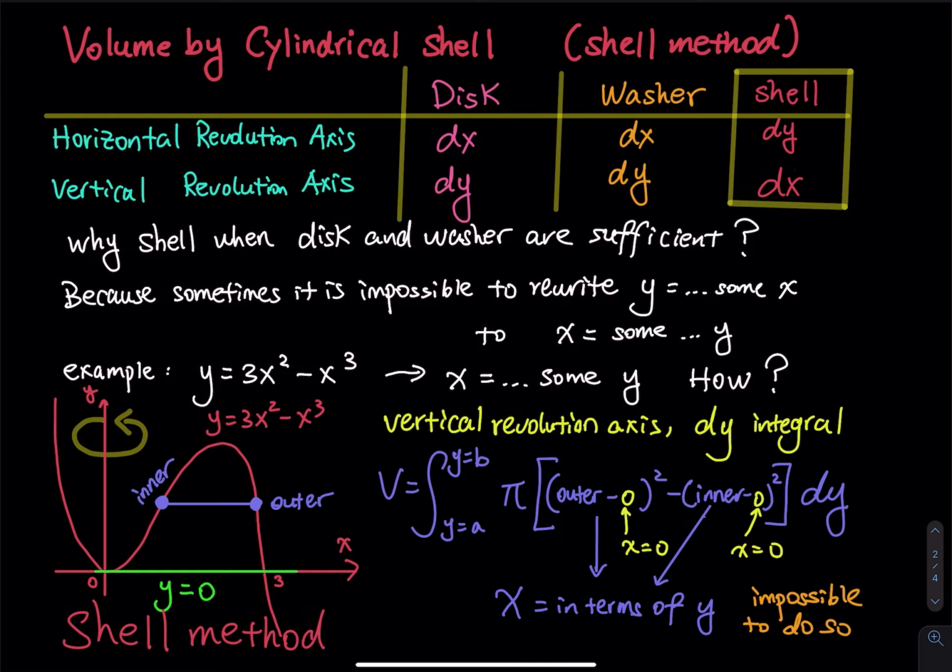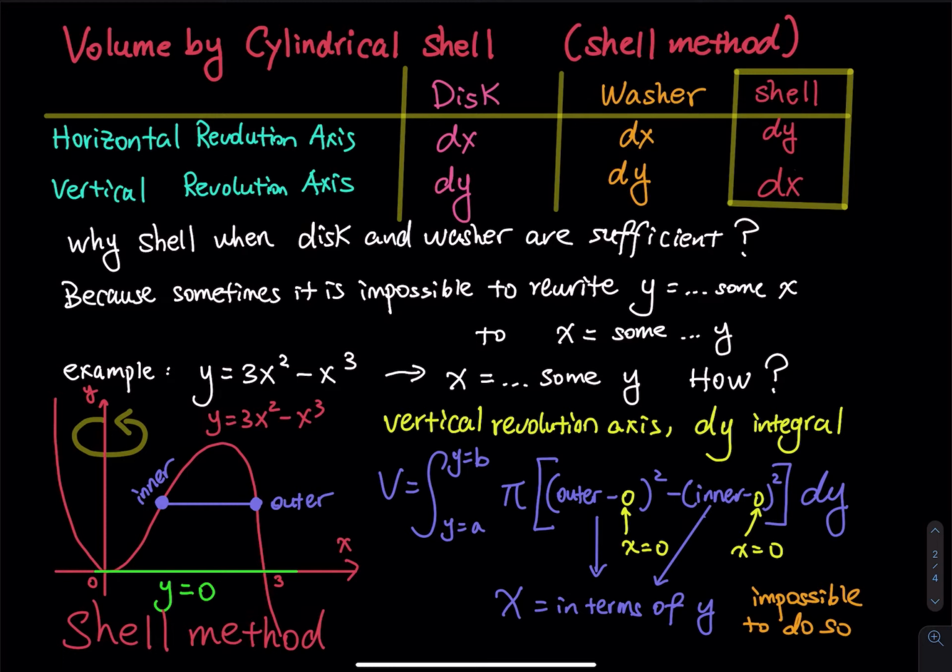On the other hand, if the revolution axis is vertical, for example, the y-axis means x equals to 0, or you can have vertical revolution axis like x equals to 5, x equals to 6, x equals to 13, x equals to -20. So they are all vertical lines. So in that case, we have a dy integral. dy integral means in the integrand, you are only allowed to have the variable y, no x in the integrand.